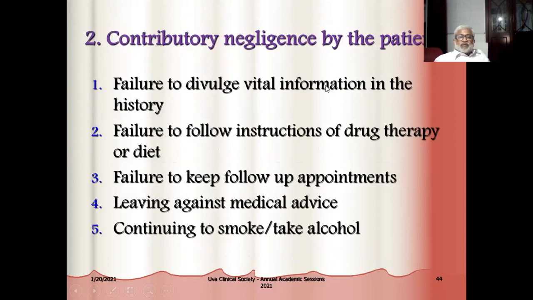The second defense is contributory negligence by the patient. For example, the patient fails to divulge vital information in the history, fails to follow instructions of drug therapy or diet, fails to keep follow-up appointments, leaves against medical advice, continues to smoke or take alcohol.